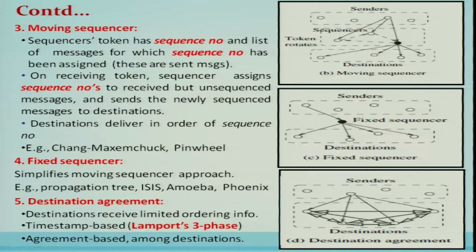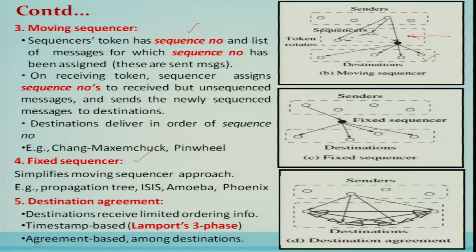The next one is called moving sequencer. Here there will be a sequencer, and nodes are sending the messages to the sequencer. The sequencer's token has sequence numbers and a list of the messages for which the sequence number has been assigned. On receiving the token, the sequencer assigns the sequence number to the received but unsequenced messages and sends the newly sequenced messages to the destination.